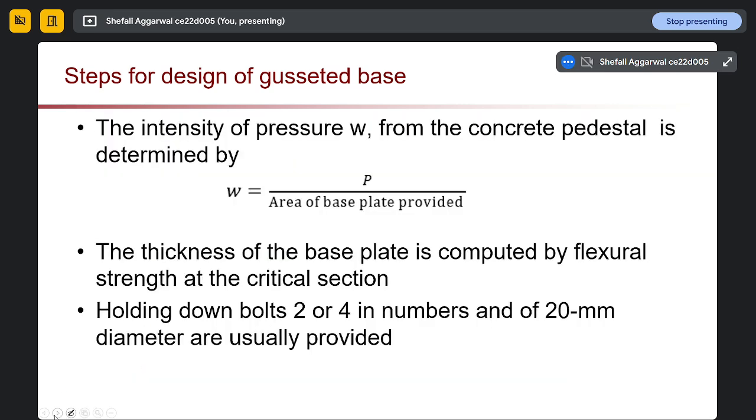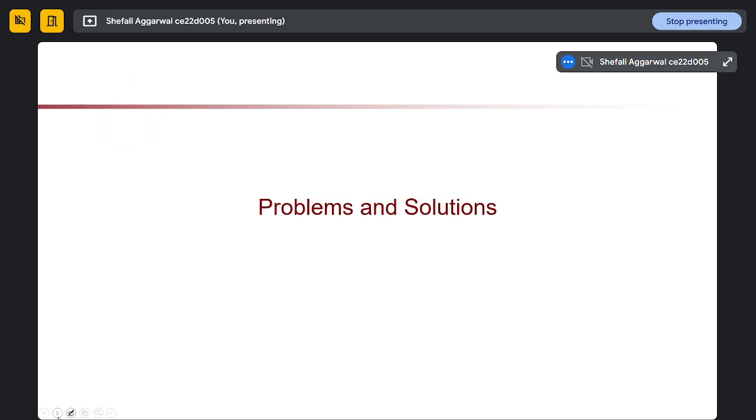And the last thing is the dimension of the base plate parallel to the flanges, given by area upon L of our gusset plate. After calculating the dimensions for the gusset base and the base plate, we will calculate the intensity of pressure, similar to what we calculated for the slab base. It is given by load upon area of the base plate provided. After calculating the intensity of pressure, we calculate the thickness of the base plate, and we will use 2 to 4 bolts in number, and normally 20 mm diameter bolts are provided in case of gusset plates. So this is an overview of what you might have studied in week 12.